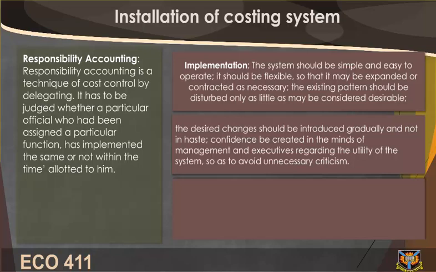Implementation. The system should be simple and easy to operate. It should be flexible so that it may be expanded or contracted as necessary. The existing pattern should be disturbed only as little as may be considered desirable. The desired changes should be introduced gradually and not in haste. Confidence to be created in the minds of management and executives regarding the utility of the system so as to avoid unnecessary criticism.